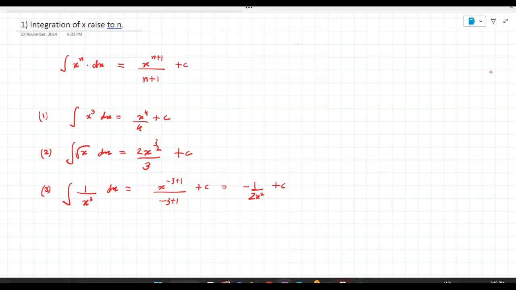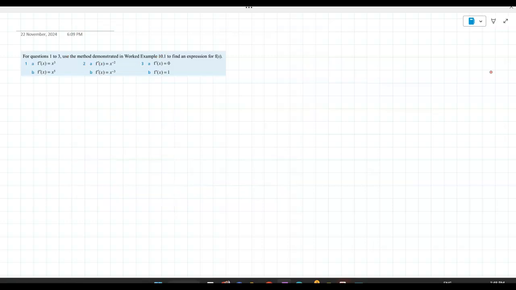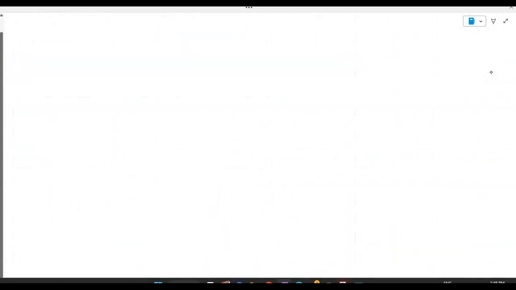Then you simplify it using the law of indices. At the same time, you need to remember a few more things. You need to remember the integral of 1. It is x, because the derivative of x was 1. So don't forget that: the integral of 1 is x. Now these are the few sums given over there.